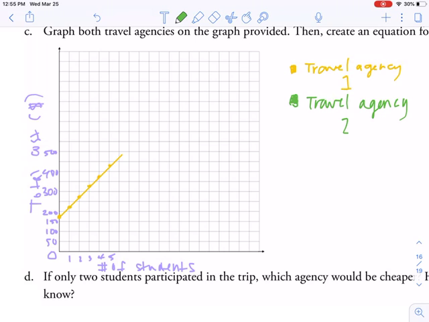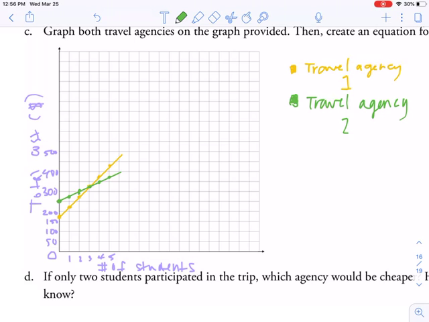Okay, so travel agency 2. Let's start here. At 0 students, this costs $250. At 1 student, this costs $275. At 2 students, this costs $300. At 3 students, this costs $325. Oh, look, in the exact same place. At 4 students, this costs $350. And at 5 students, this costs $375. Okay, and again, I'm going to put a line through these points. There we go. Hey, not too bad. Pretty good, actually. Perfect.